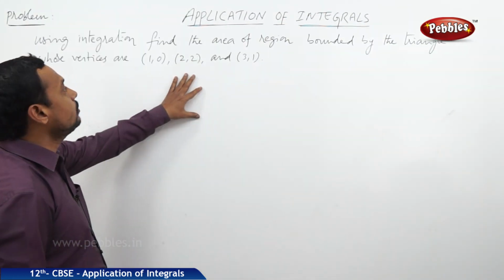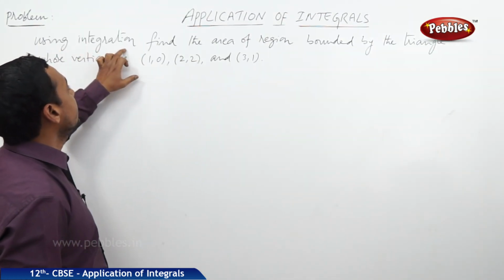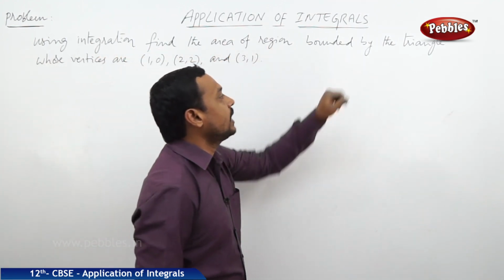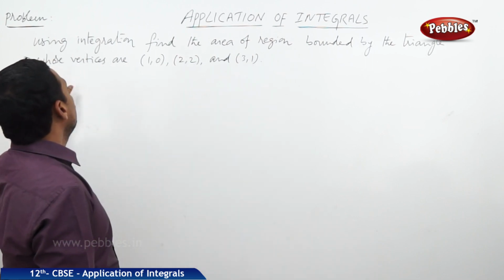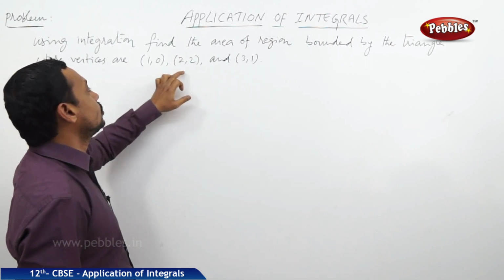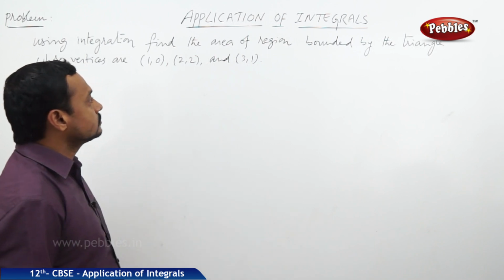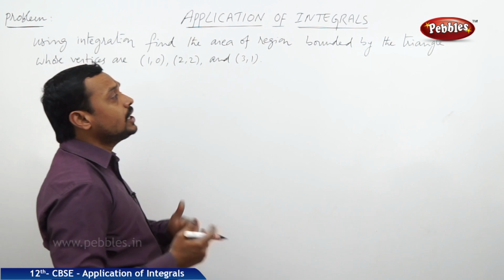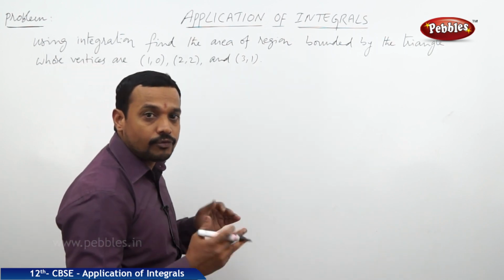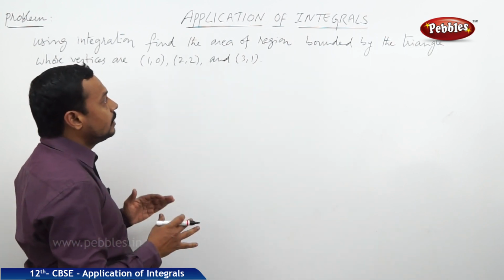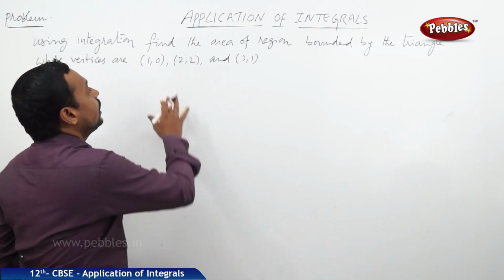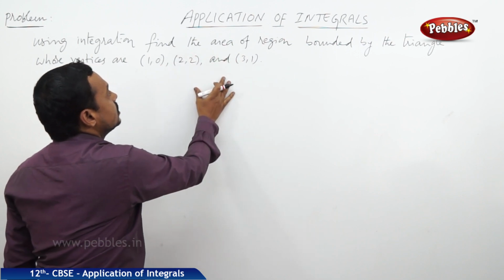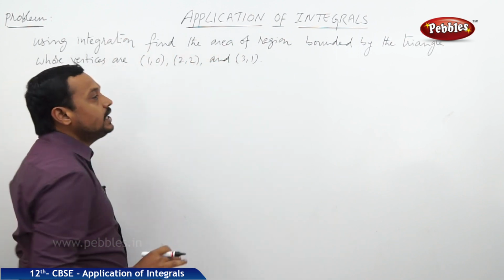Now here is one problem. Using the integration method, find the area of the region bounded by the triangle whose vertices are (1, 0), (2, 2) and (3, 1). Now these are the vertices of a triangle. So by geometric applications we can determine the area of a triangle. But here, especially in this problem, we have to find the area of the triangle formed by these vertices using the integration concept.